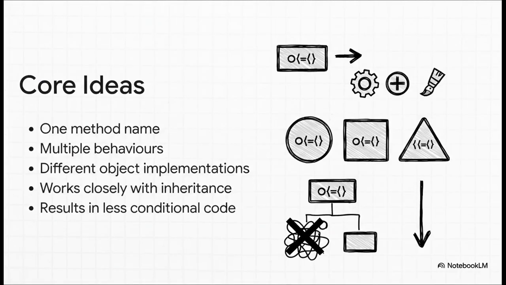So the main idea is this. You've got one method name, but it can kick off a whole bunch of different behaviors. This happens because different objects can have their own unique implementation of that method. And you'll see this theme a lot. It works hand in glove with inheritance. The best part? You get to say goodbye to those monster if-else chains or switch statements. The code just knows what to do.